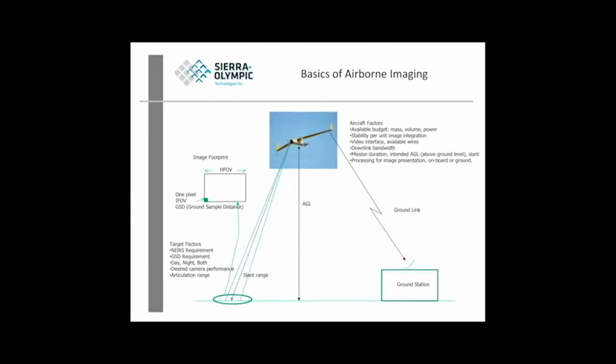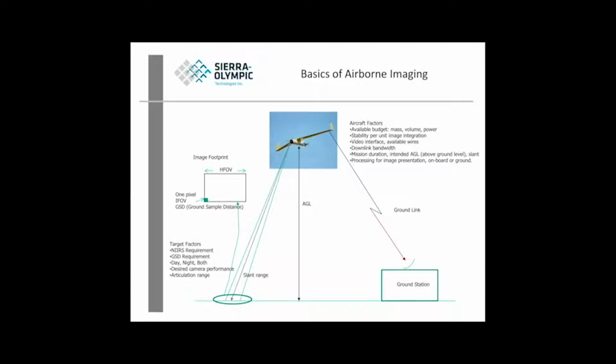So here's what we do when we're considering an airborne imaging system. So distance from the ground, AGL, that's how high the aircraft has to fly. And in our experience, at least in the military, it's how high the aircraft has to fly in order to be covert, so that people can't hear it and they don't know that the aircraft is there.